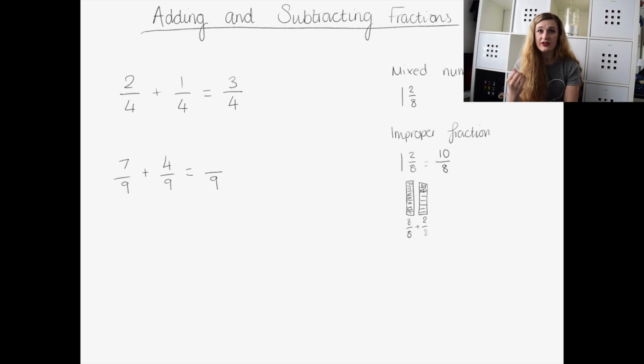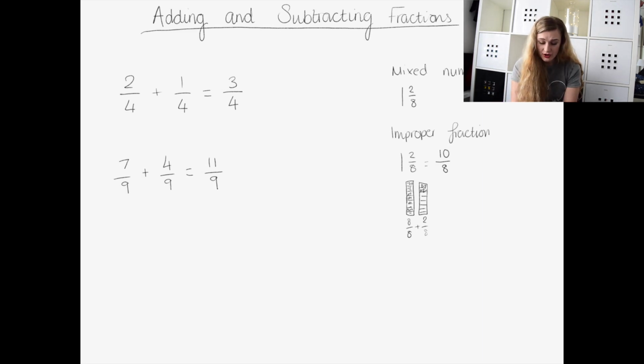So again, I can count up on my fingers if I can't do it in my head or if I just need that extra bit. So 7, 8, 9, 10, 11. I have got 11/9. That is my improper fraction. The numerator is bigger than the denominator.